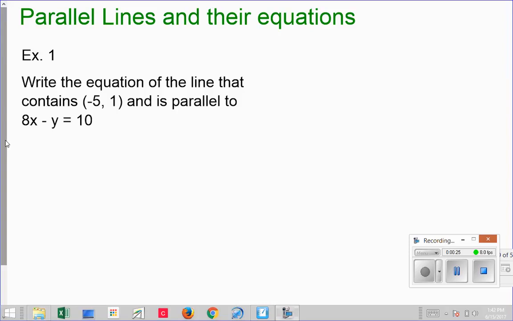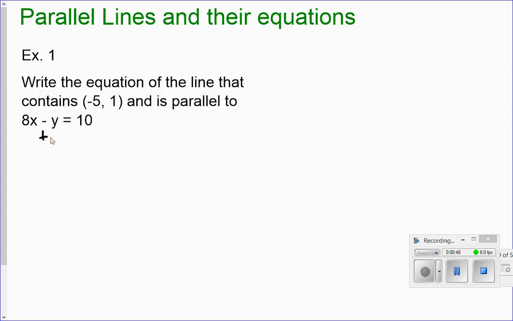So if I'm supposed to figure out the equation of this line and it's supposed to be parallel to 8x minus y equals 10, then I better figure out what the slope is of 8x minus y equals 10. So I can see that it's currently in standard form and not in slope-intercept form. So I'm going to get it into slope-intercept form so that I can see what the slope is. So I'm going to get the y by itself by adding y to both sides. So I have 8x equals 10 plus y when I add y to both sides.